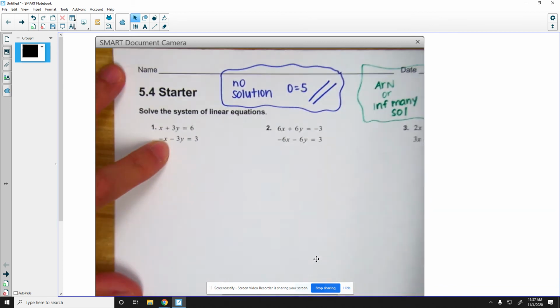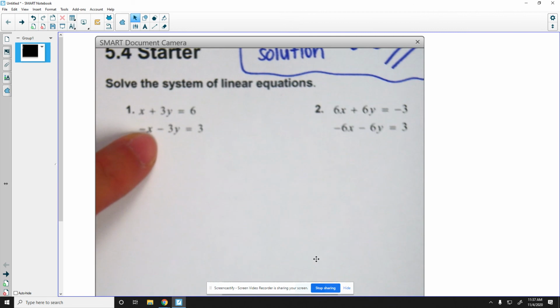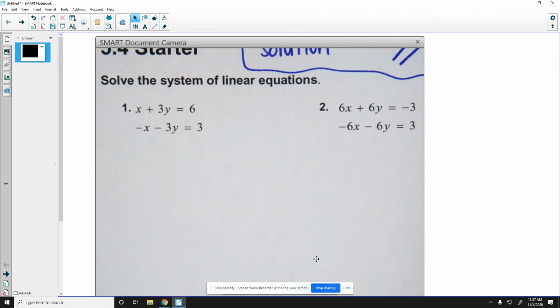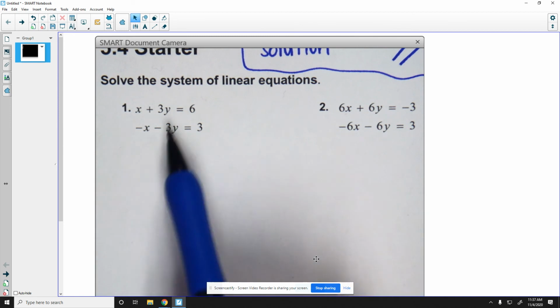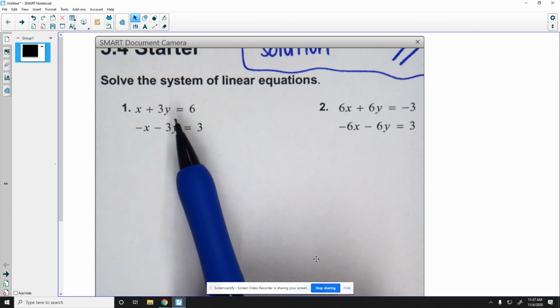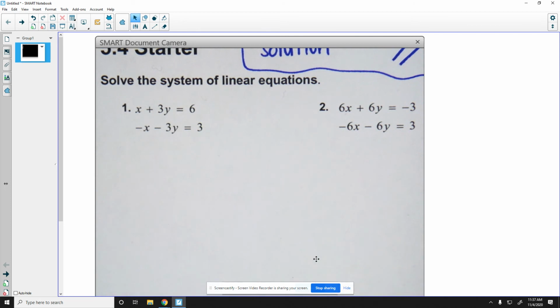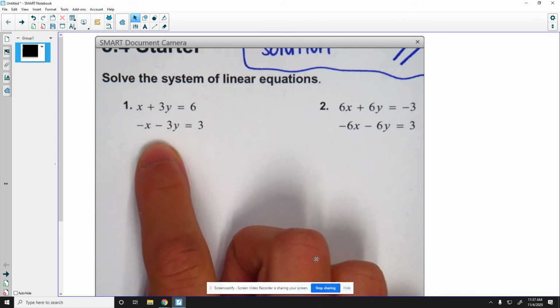So let's solve. Notice how for numbers 1, 2, and 3, it doesn't say that you have to solve a specific way. You can choose any way you want to. So you could solve for y, put it in your graphing calculator, see where they intersect. You could do substitution, you could do elimination. But guys, the reason why we teach you so many ways is because if you know all the different ways, you can just look at the problem and see how it's set up for you. And then you can just decide, oh, this way would be easiest.